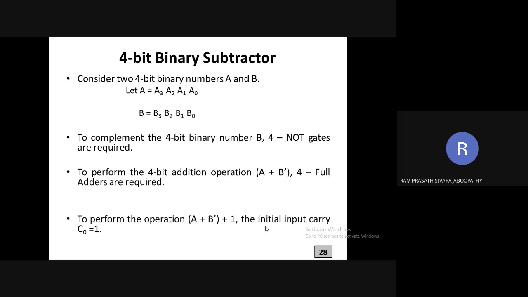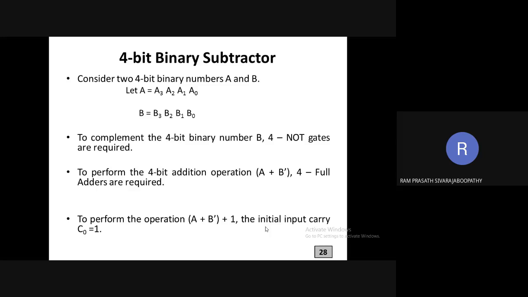Initial carry input எனக்கு என்ன வேணும்? Initial input carry 1 கொடுக்கணும். அப்ப எனக்கு என்ன கிடைச்சிரும்? A, B bar, initial carry 1 add ஆனச்சுனா A plus B bar plus 1. Is it clear now? Is it clear now, Srihari? Yes?